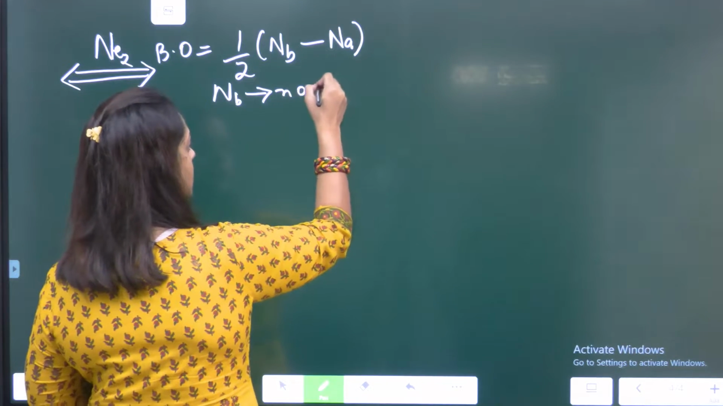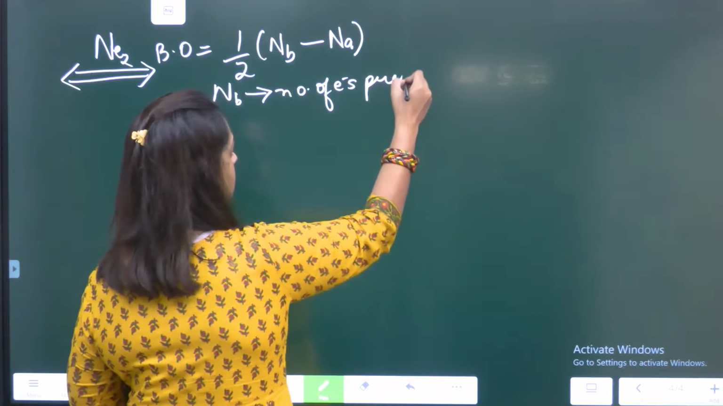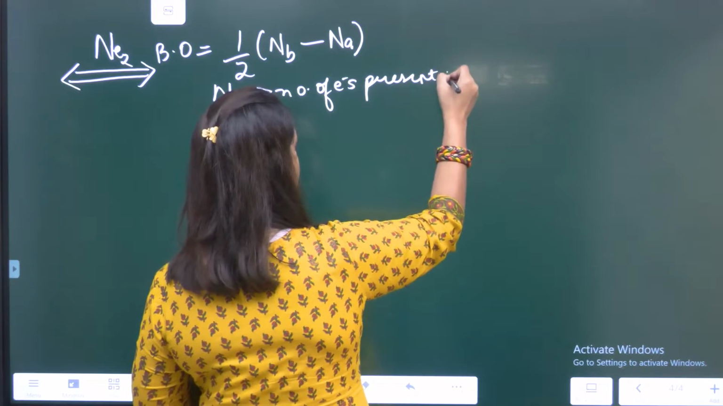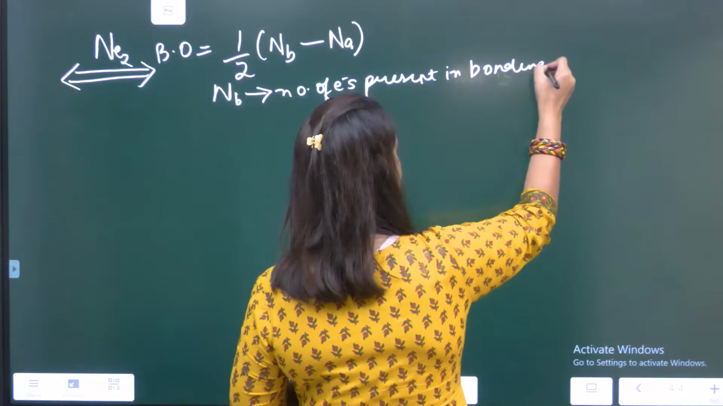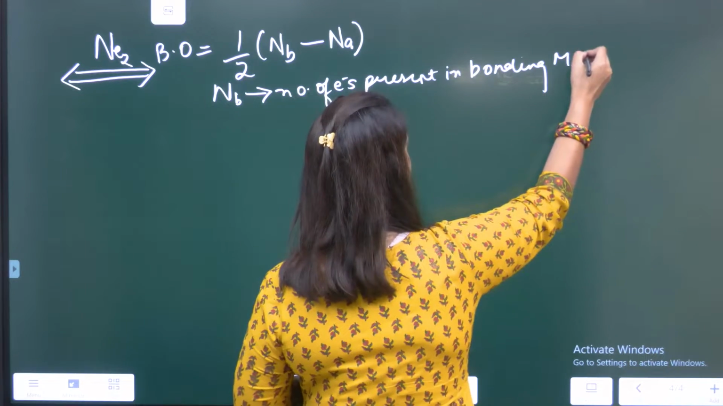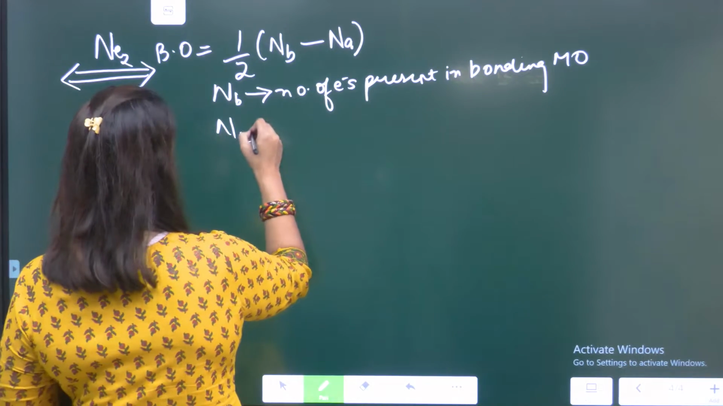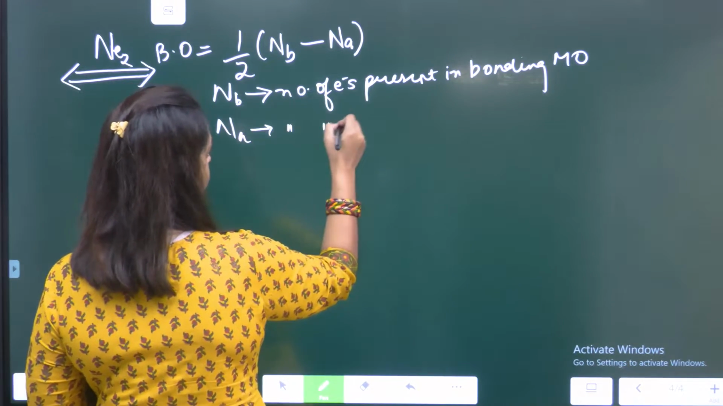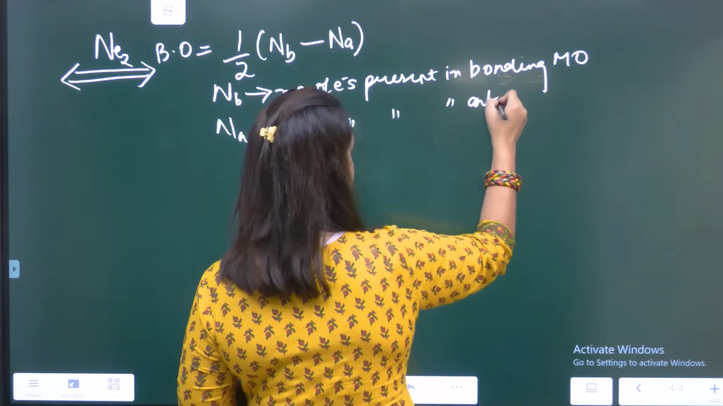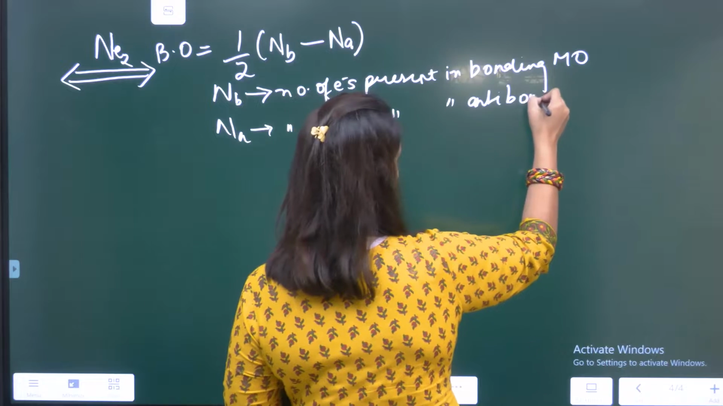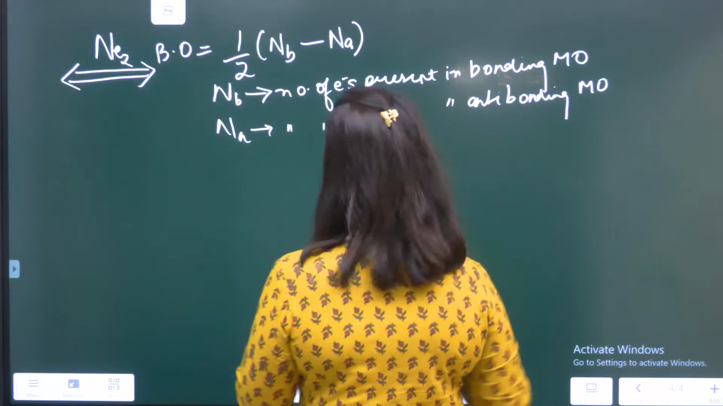So, the number of electrons in the bonding molecular orbital minus the number of electrons in the anti-bonding molecular orbital. Nb is the number of electrons present in the bonding molecular orbital, and Na is the number of electrons present in the anti-bonding molecular orbital. Clear?